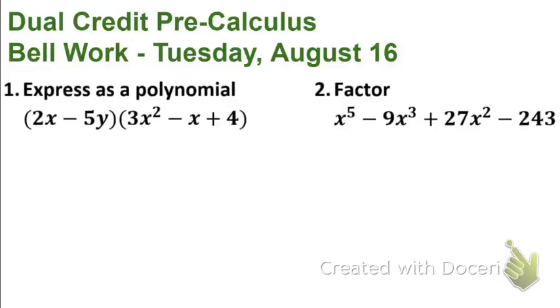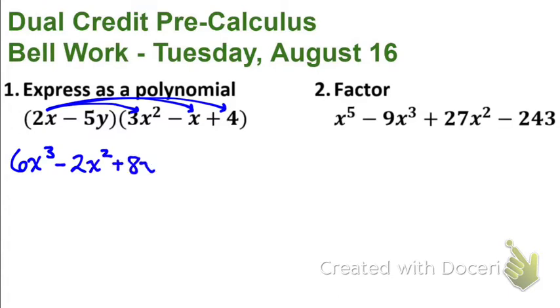All right, let's talk about these two. Number one, how do I approach this? Distribute. We're going to double distribute to this trinomial. So I'm going to get 6x cubed minus 2x squared plus 8x. And we're going to take this minus 5y and distribute that to each piece.